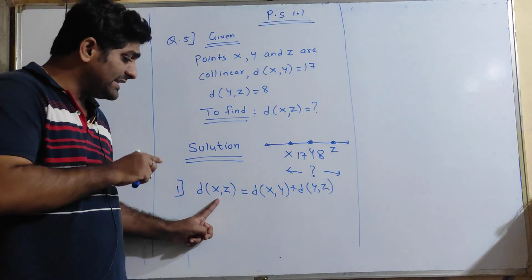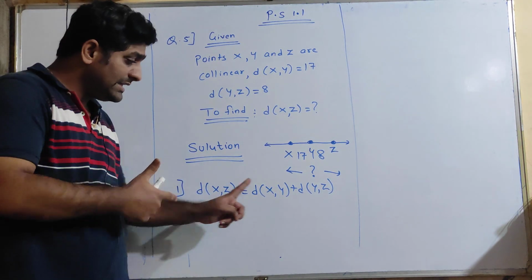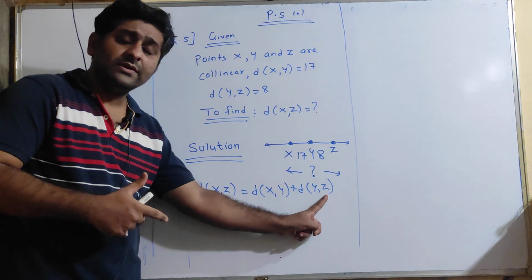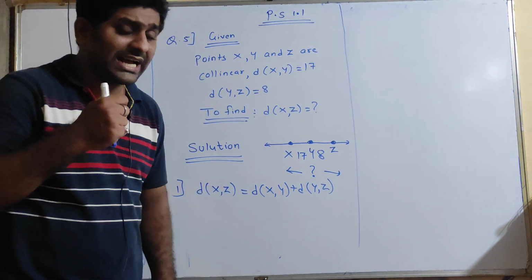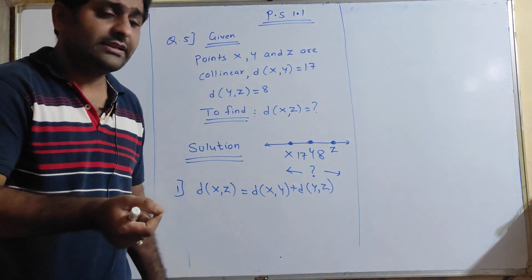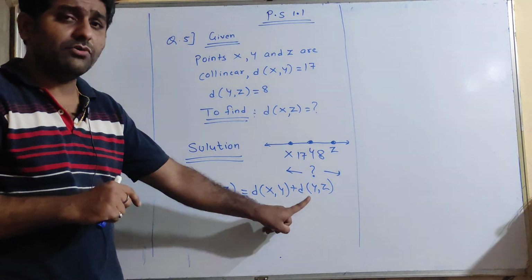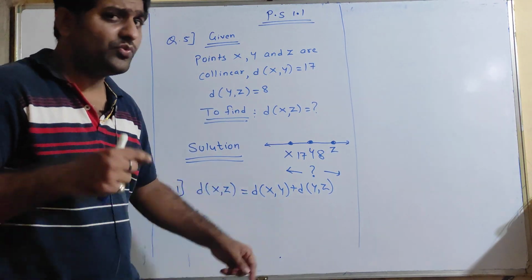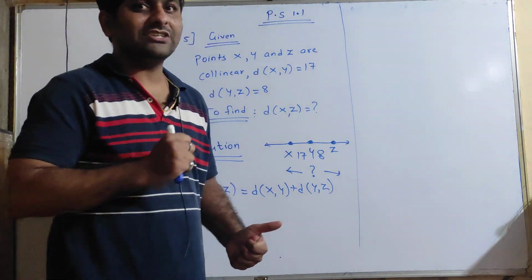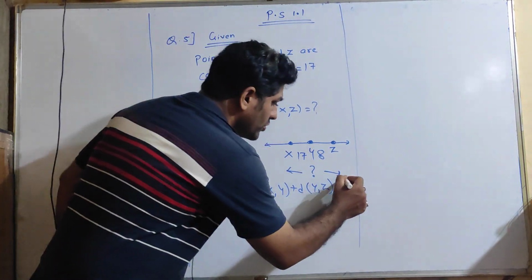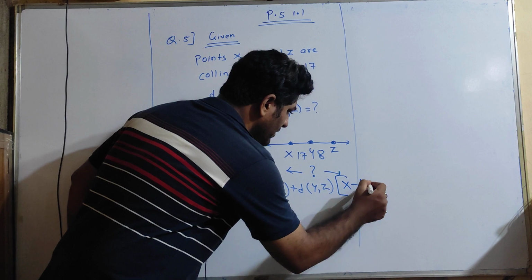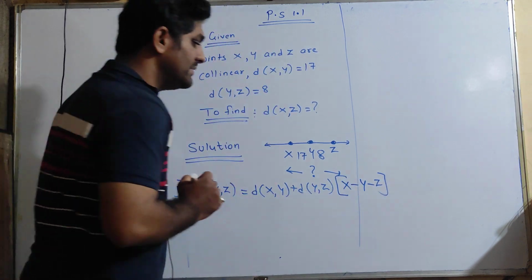Like if I am writing this, distance xz is equal to distance xy plus distance yz, it means it has to be supported with certain reason. That is what I have simply written: a greater distance is equal to the sum of the two smaller distances. Where have we learned this? Obviously, students, the betweenness property. So to represent the betweenness property, I am going to write x dash y dash z.